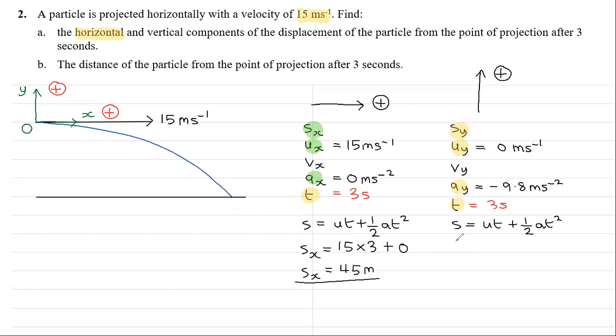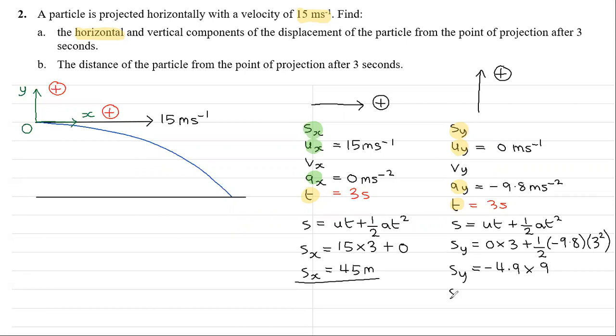AT squared. So SY, the vertical component, is equal to 0 multiplied by 3 plus 1/2 multiplied by negative 9.8 multiplied by T squared. Okay, which is, we know that, don't we? It's 3. So I'll just replace that with 3. All right, so 3 squared there. And we just calculate this. So SY is going to equal negative 4.9 multiplied by 9.